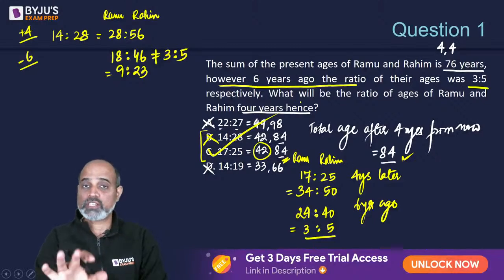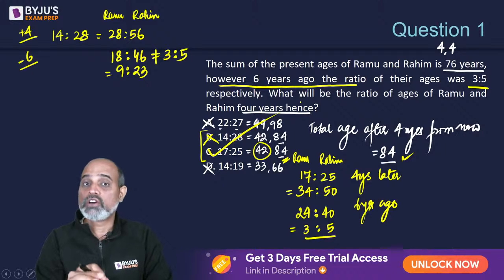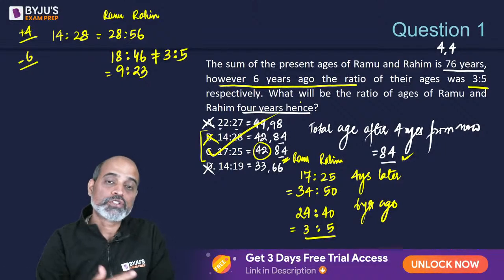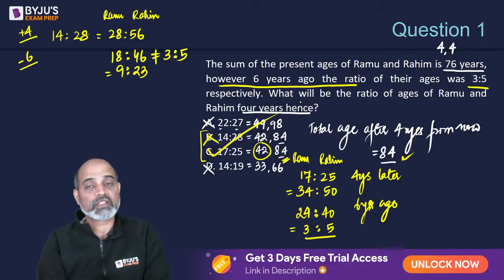Okay, so this is the approach using the options. If I am not going to use an approach using the options, then I'll have to come up with a proper solution, right?